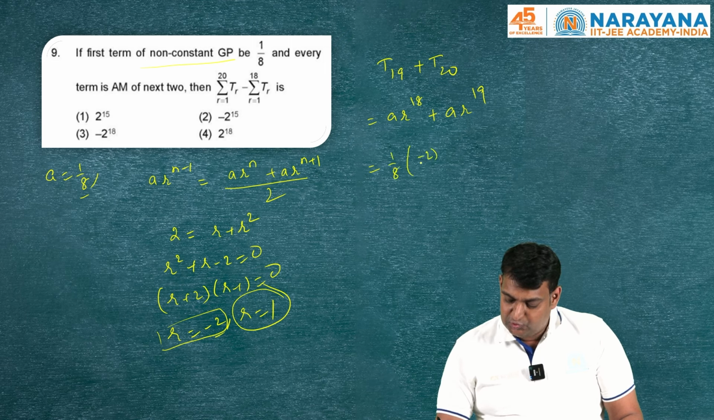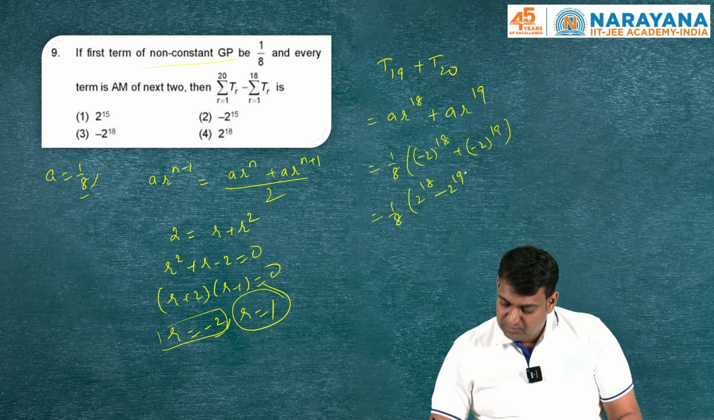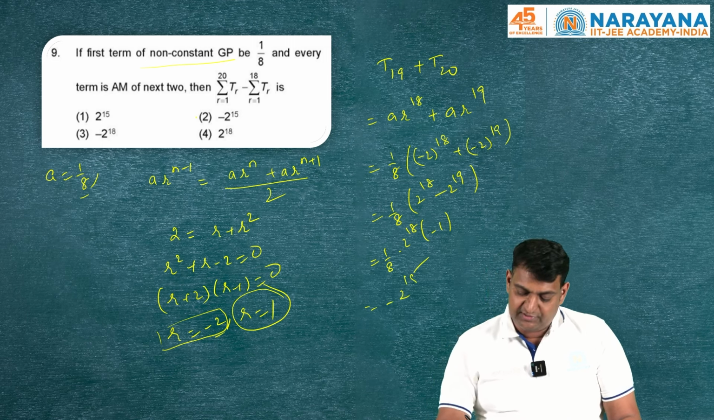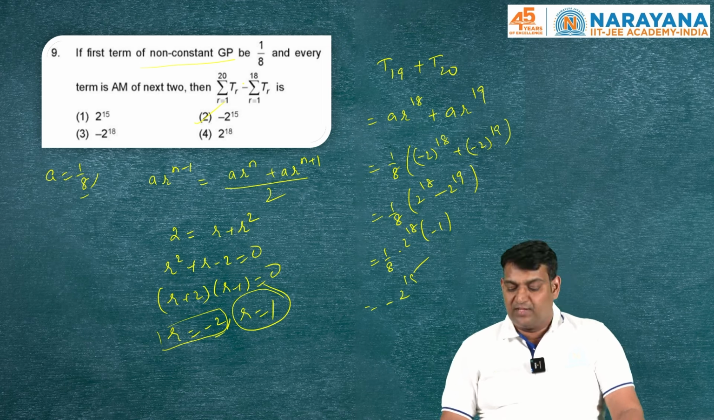So, minus 2^18 plus minus 2^19. That is 1/18 times 2^18 minus 2^19. Taking 2^18 common, 1 minus 2 is what? Minus 1. That is minus of 2^18 by 2^3, that is 2^15. So, the answer should be minus 2^15.